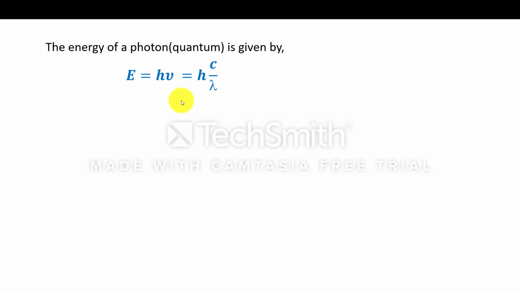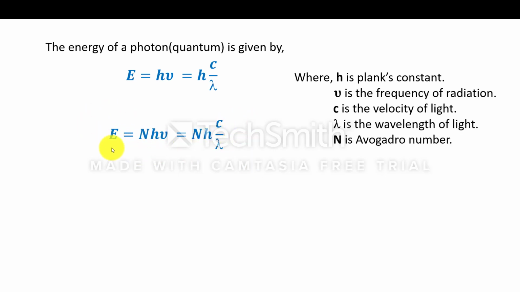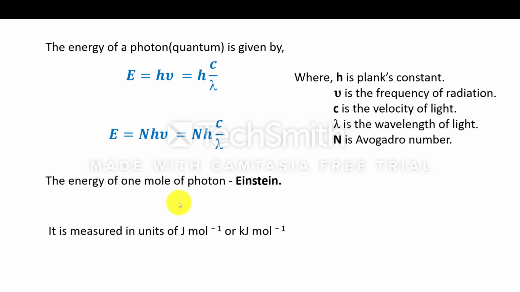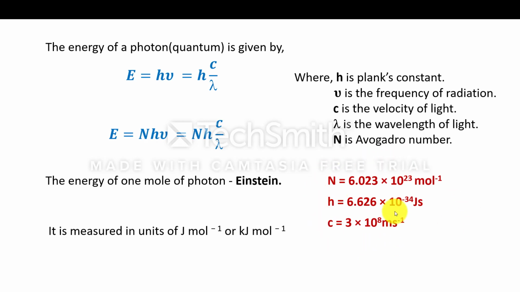Suppose we are having 1 mole of a substance, that is 1 mole contains Avogadro number of molecules, then the energy absorbed by 1 mole is E is equal to N into h nu, where N is Avogadro number, or N into h into c by lambda. This amount of energy is also known as 1 Einstein. It is measured in terms of joule per mole or kilojoule per mole. So these are the values of constants, the Avogadro number, Planck's constant and velocity of light.